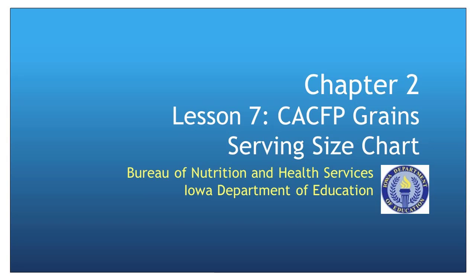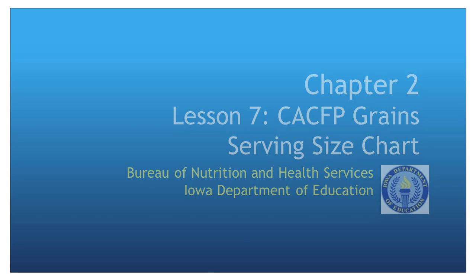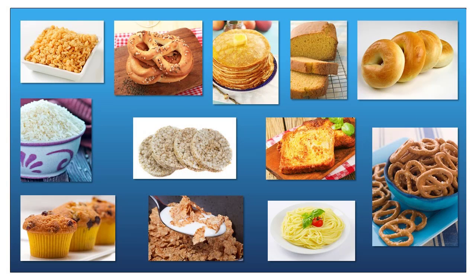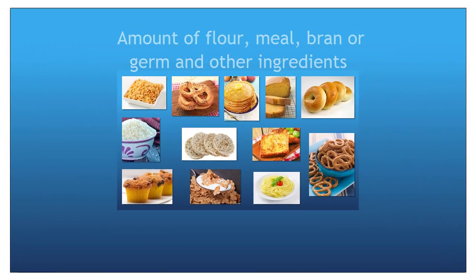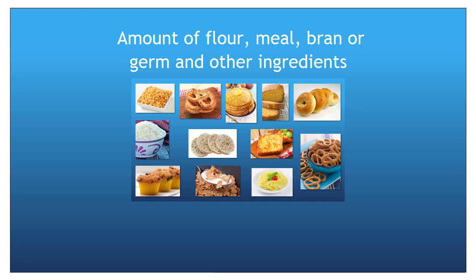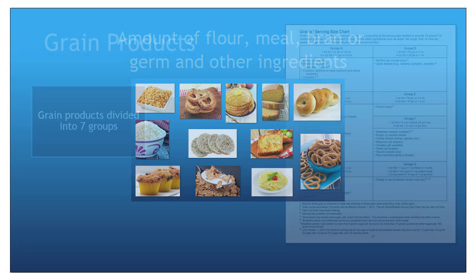This lesson will cover the grains serving size chart. The information is found in Chapter 2 of the CACFP Administrative Manual. A wide variety of grain products may be used to fulfill the meal pattern requirements. The required serving size will vary depending on the amount of flour, meal, bran, or germ, and other ingredients.